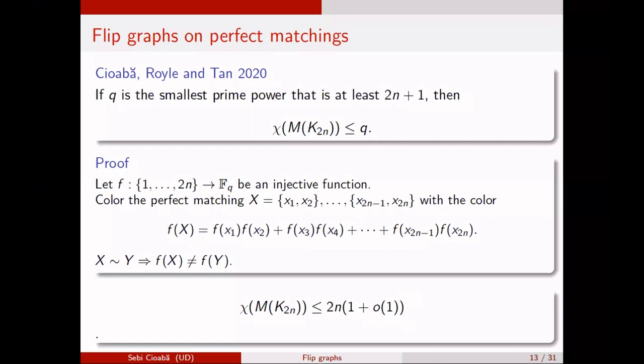And it's a fairly simple argument to show that if x and y are adjacent, they will differ only in two edges. So for y, x1, x2 will be the same, x3, x4 will be the same. It's only in two edges, let's say at the end, that they will be different. And when you write down the difference f(x) minus f(y), this will be a product of two non-zero entries in the field, so it has to be non-zero. So that's how we get this upper bound, and then some number theory tells us that this smallest prime power that's at least 2n plus 1 is roughly like 2n plus little o of n. So for large n, this cuts it down to 2n, okay?